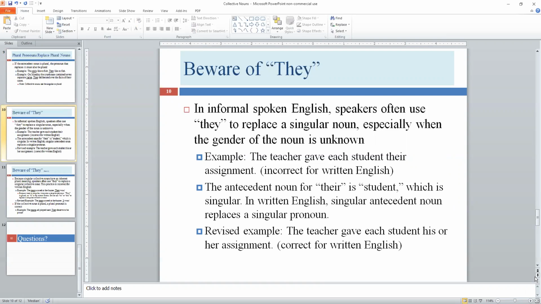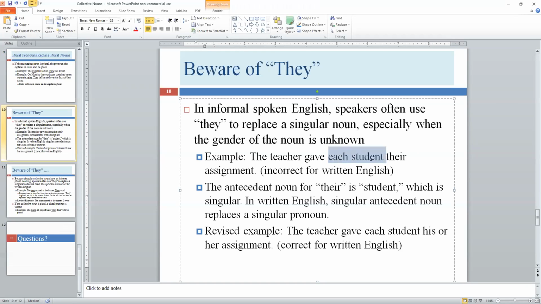So let's talk about the problem with they. In informal spoken English, speakers often will use they to replace a singular noun, especially when the speaker doesn't know the gender of the singular noun. Let's give this example. The teacher gave each student their assignment. That's what most of us would say, and that's okay for spoken English.